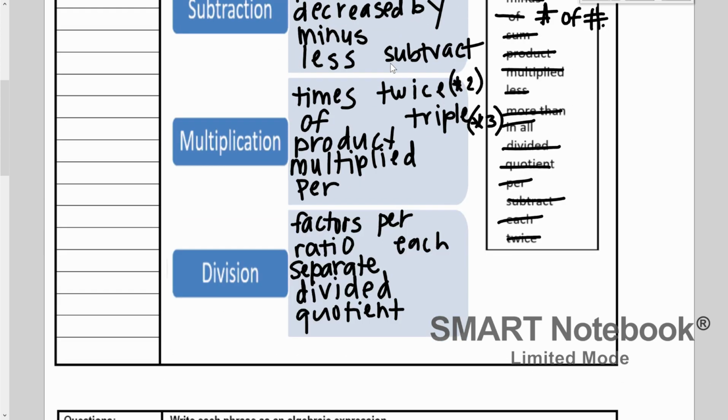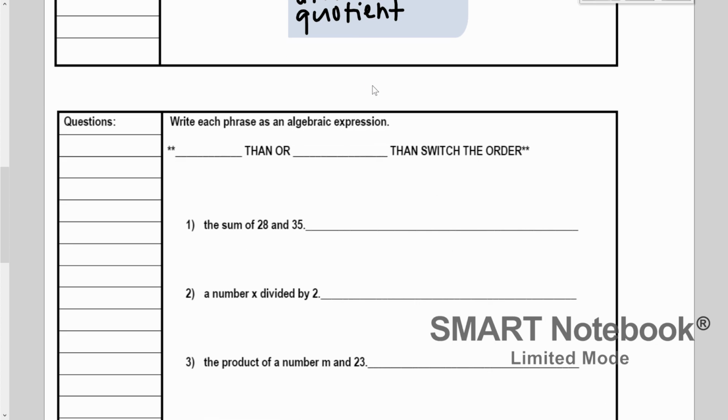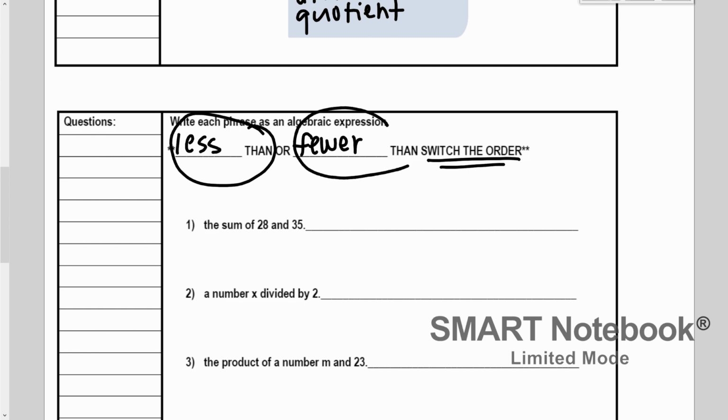Okay. All right. Let's go on to some examples. Oh, excuse me. So we talked about the words less than or fewer than. Those both mean the same thing. We have to switch the order. So when we're writing these expressions, we pretty much just write them left to right, except for when we see the words less than or fewer than, we switch that order, and I'll show you an example.